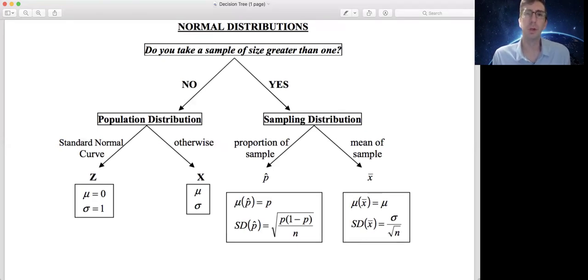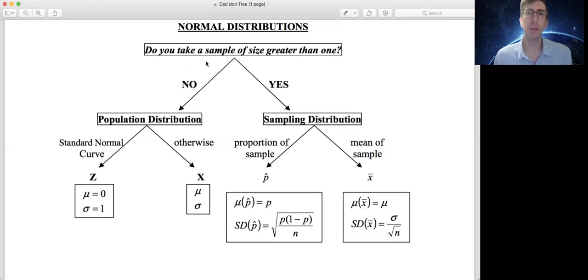And this will hopefully help you kind of decide, right? Am I kind of working on a chapter 5 problem where we're just calculating a probability under the curve for a population, or are we doing that for a sampling distribution?